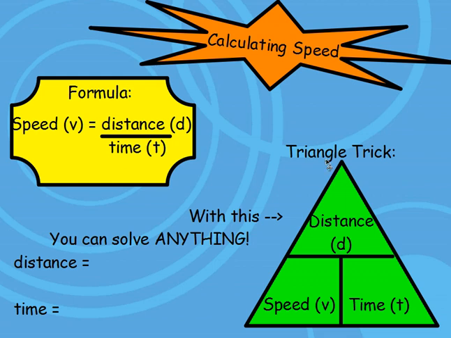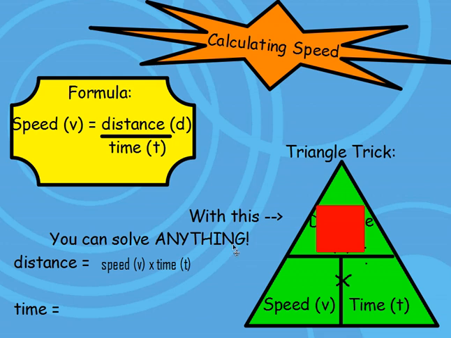Now I love the triangle trick. With the triangle trick, you can solve anything. So let's take a look. We already have the formula for speed. So we can cover up speed here. And you can see that by covering up speed, you have distance divided by time. We already have that equation. But let's say we wanted to find distance. So if we want distance, we're going to cover up distance, which is in the top point, and we get speed next to time. When things are next to each other, we know that we multiply. So our equation to find distance is speed times time.